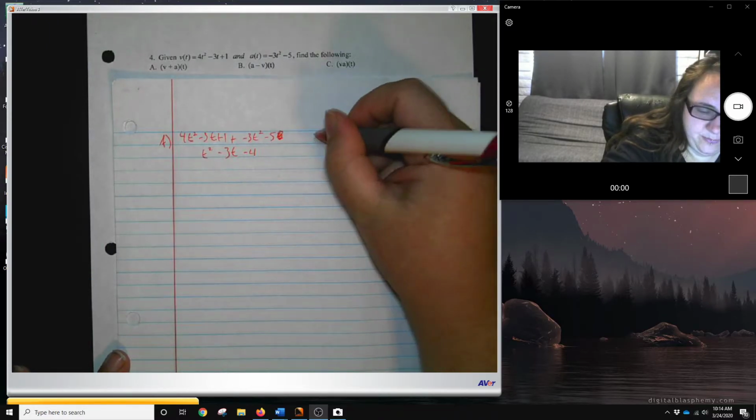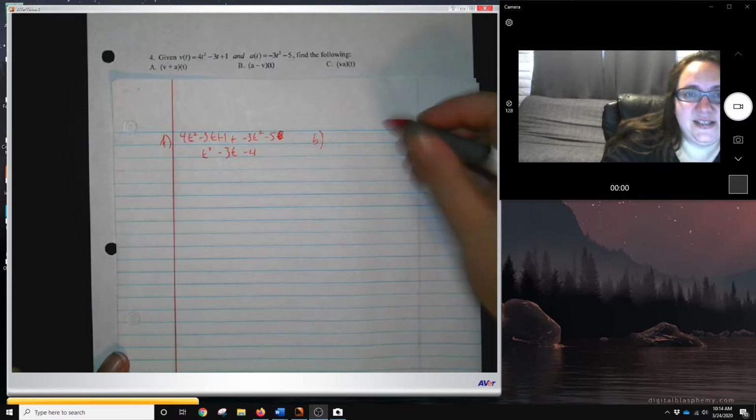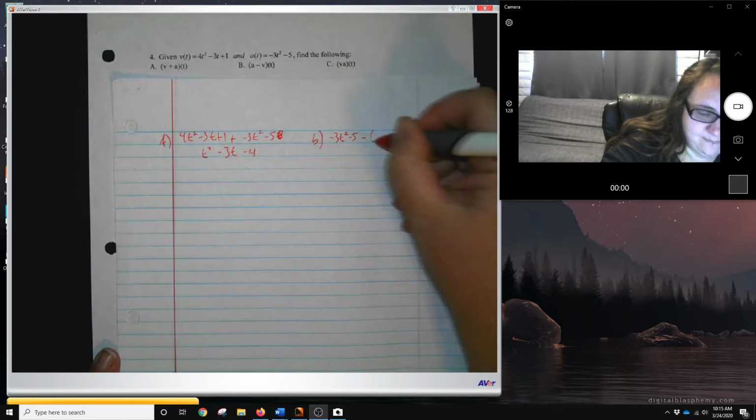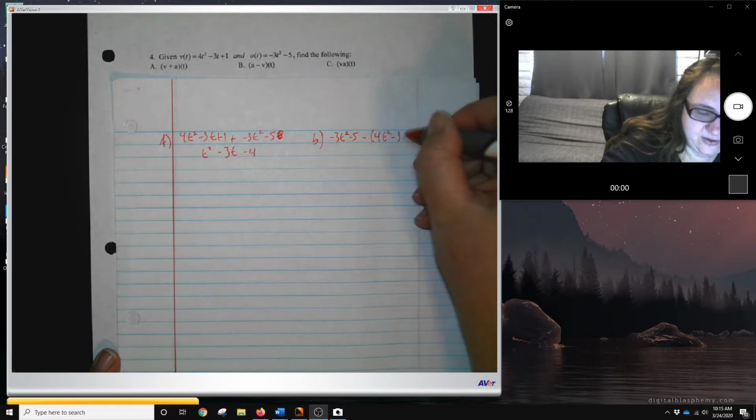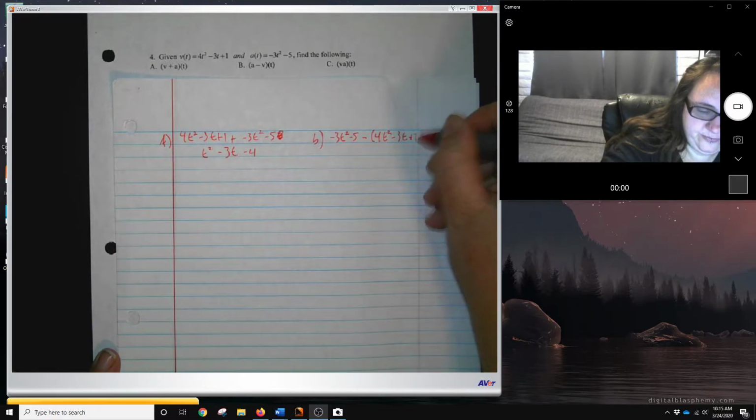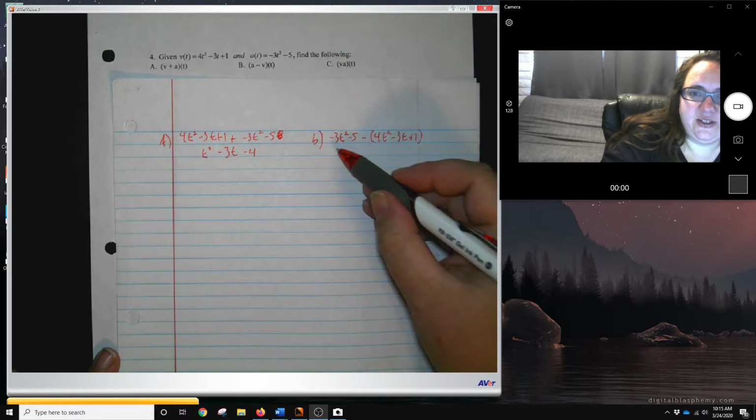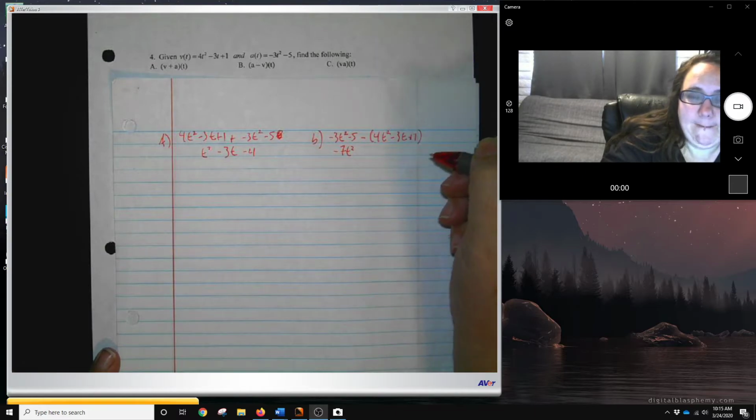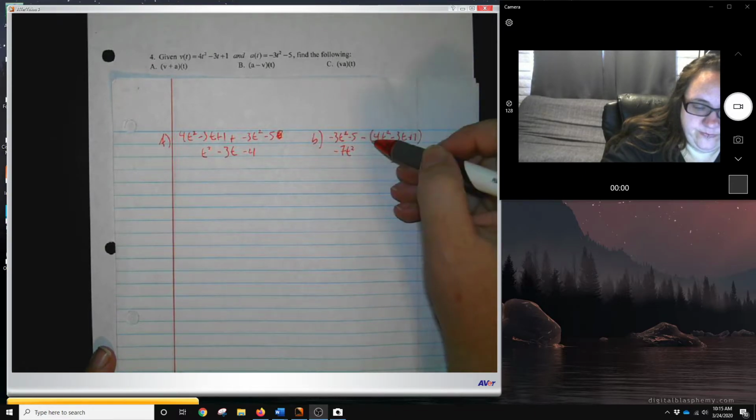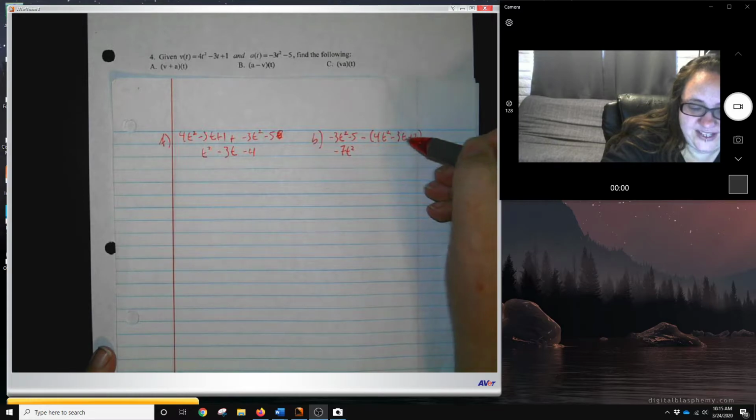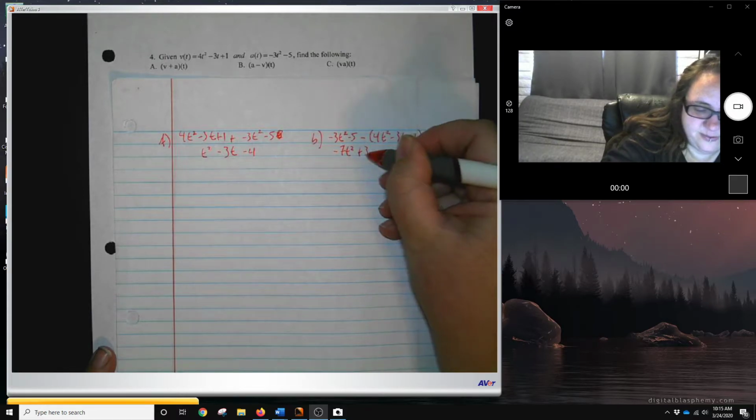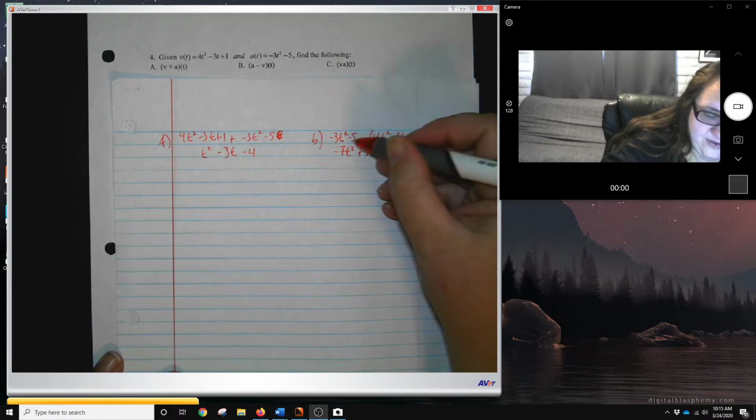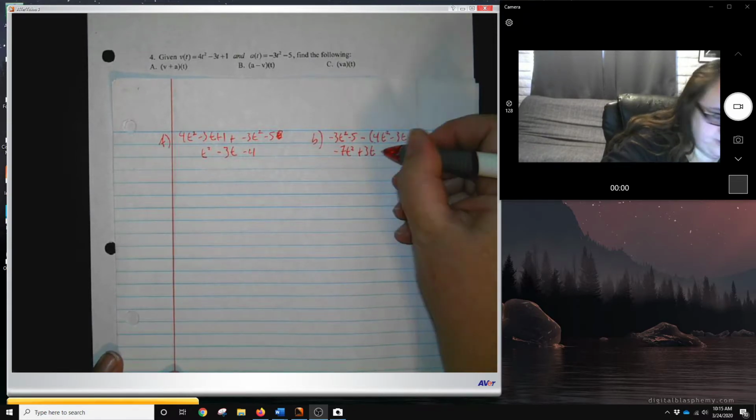Okay. B, a minus v of t would be negative 3t squared minus 5, and then minus 4t squared minus 3t plus 1. So negative 3t squared minus 4t squared is going to be negative 7t squared. Then we have this minus negative 3t, so that's plus 3t. And then we have negative 5 minus 1, so negative 6.